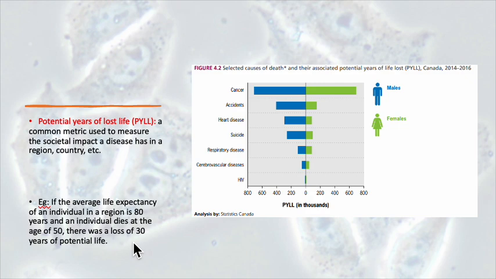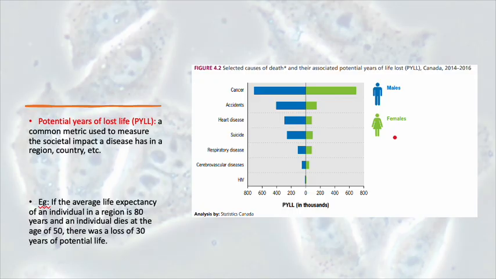So this takes into account life expectancy as well as the age of death of that individual. So note that this is largely based on life expectancy for a particular region. So some regions have a much higher or even lower life expectancy. So this graph that's here shows the PYLL in thousands, and it's split for males and females.